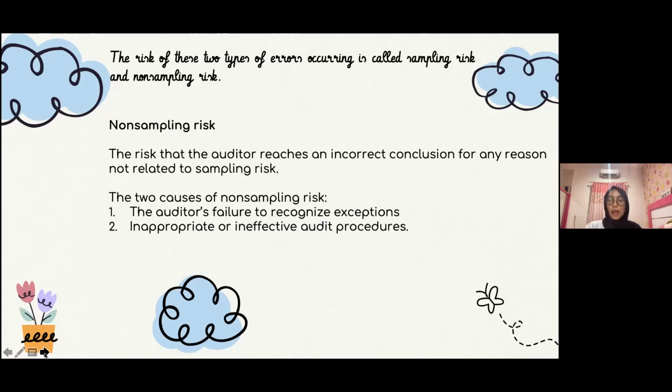Next, we're going to talk about non-sampling risk. Non-sampling risk is the risk that the auditor reaches an incorrect conclusion for any reason not related to sampling risk. The two causes of non-sampling risk are, first, the auditor's failure to recognize misstatements, and second, inappropriate or ineffective audit procedures.